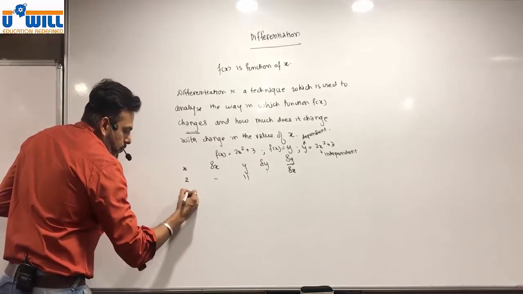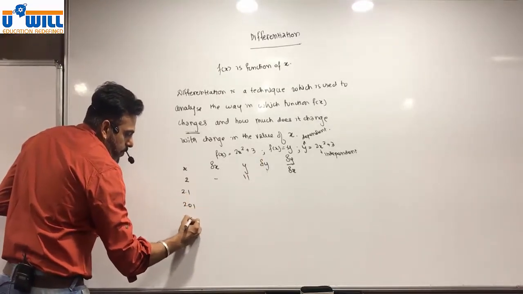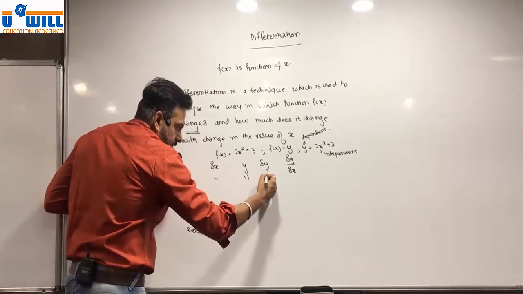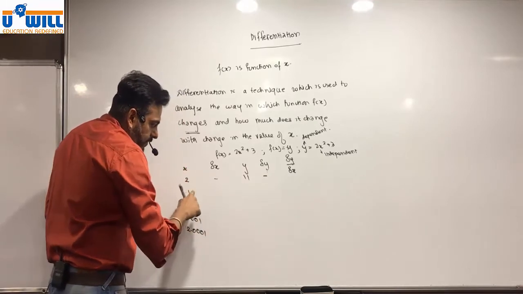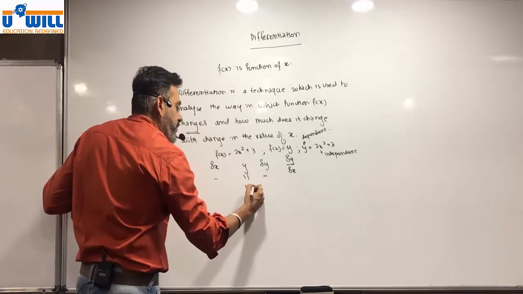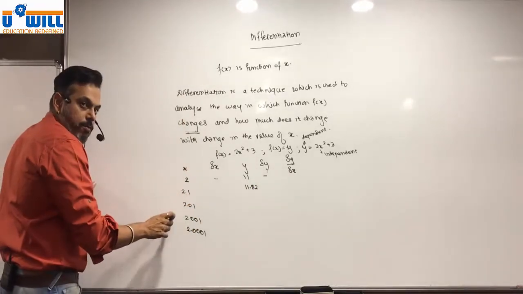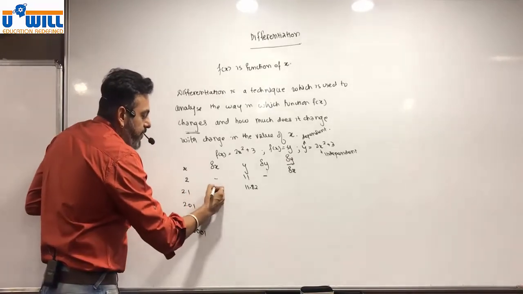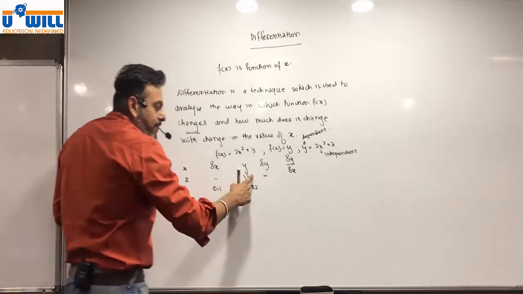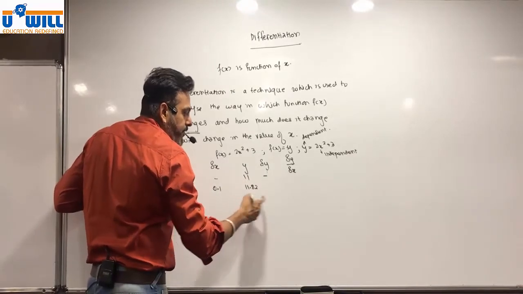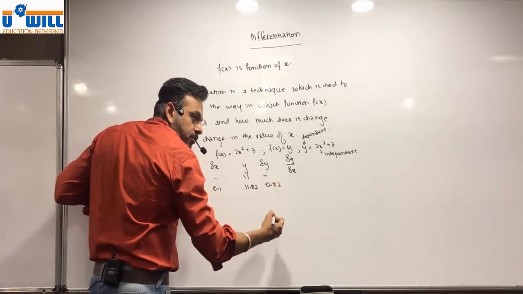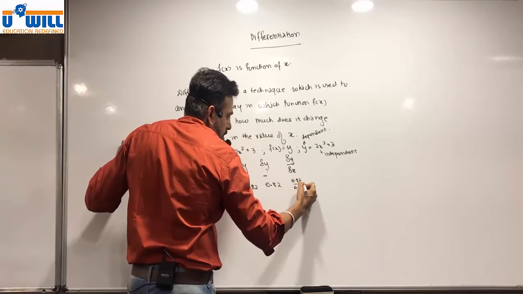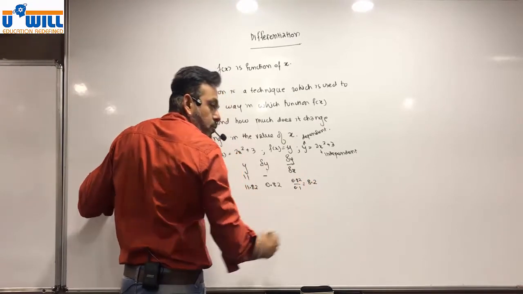Now, 2.1, 2.01, 2.001 and 2.0001. Here also no change. If this is 2.1, what is this? 11.82. Now over here, ध्यान दो, ये 2 से हो गया 2.1. So change is 0.1. ये 11 से हो गया 11.82. So change is 0.82. Now we do this. 0.82 divided by 0.1, which is equal to 8.2.